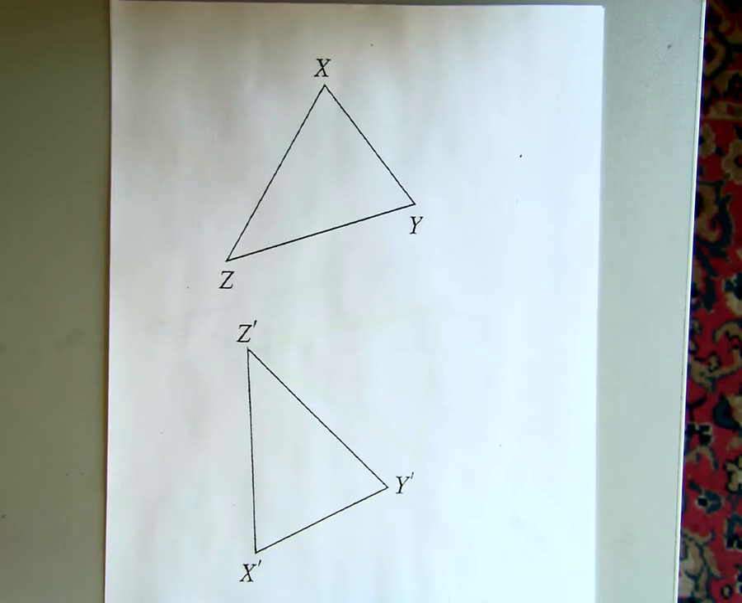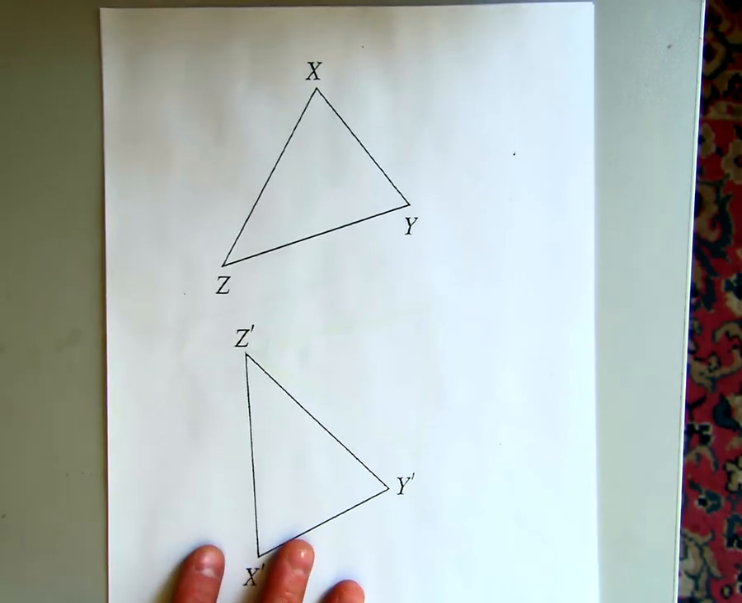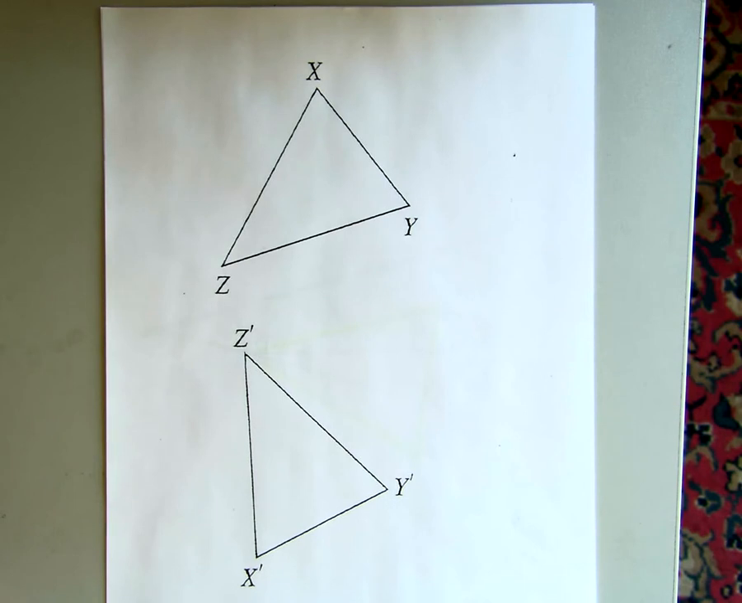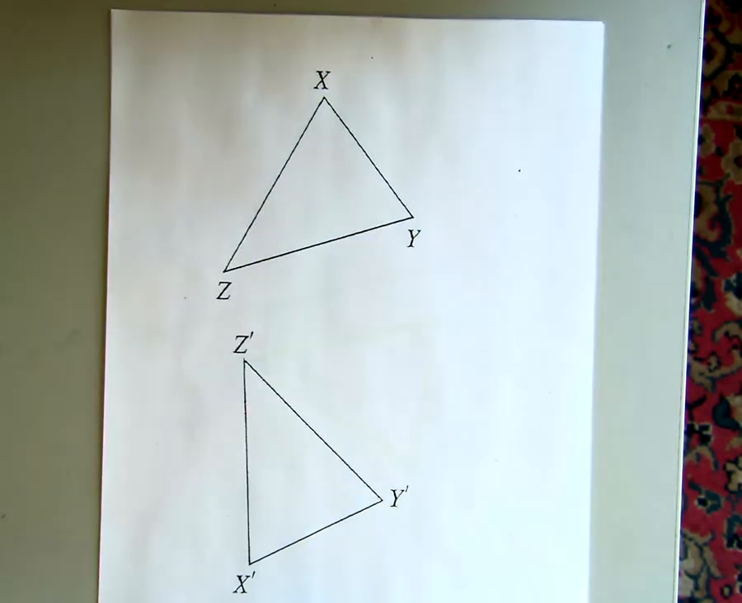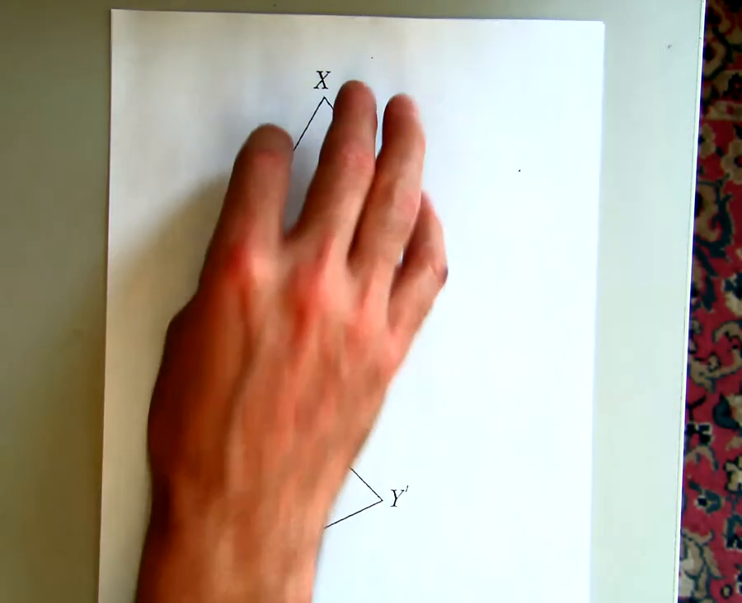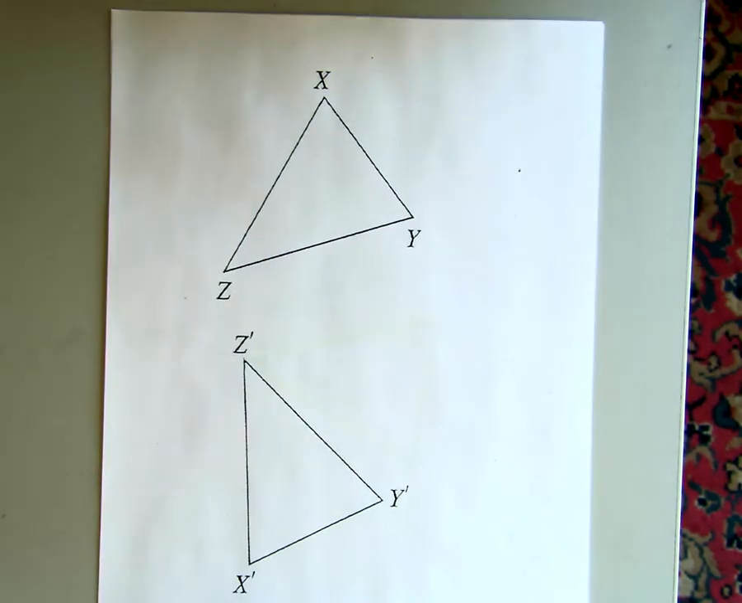Okay, we had a question in our homework this week that many of you struggled with. This is in chapter 13-2, and we're given a couple of figures, triangle XYZ and triangle X'Y'Z', and we're asked to transform this one onto this one by a series of successive reflections.